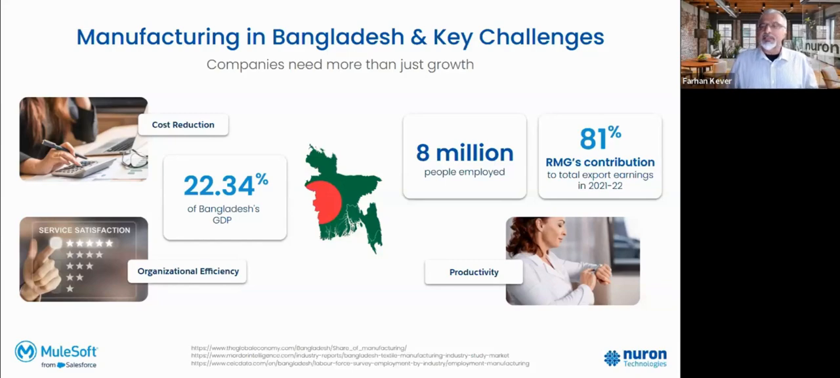So let's begin with some context. Manufacturing is the beating heart of Bangladesh's economy, contributing over 22% of the GDP and employing more than 8 million people. And yet, when I speak with leaders across this sector, whether it's in the ready-made garment giants or emerging industrial players, the pressure is consistent. The need to drive costs down, to deliver faster, and to do more with less. And this is across the board. So looking at the overall organizational efficiencies, that's what the leaders want.